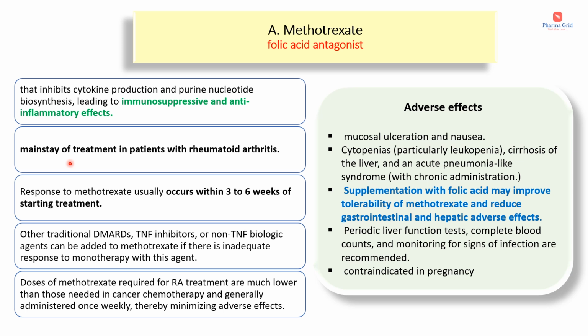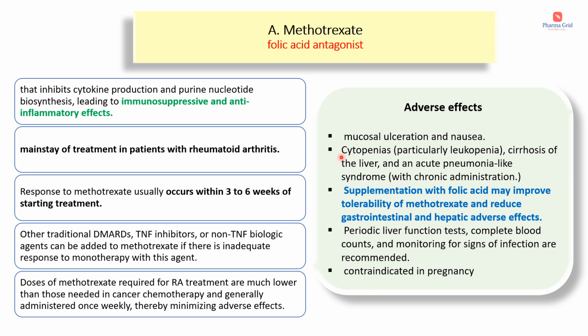And this methotrexate is the mainstay of treatment in patients with rheumatoid arthritis. Response to methotrexate usually occurs within 3 to 6 weeks of starting the treatment. Other traditional DMARDs, TNF inhibitors or non-TNF biologic agents can be added to methotrexate if there is inadequate response to monotherapy with this agent. Doses of methotrexate required for rheumatoid arthritis treatment are much lower than those needed in cancer chemotherapy and generally administered once weekly. Thereby we can minimize the adverse effects associated with methotrexate.